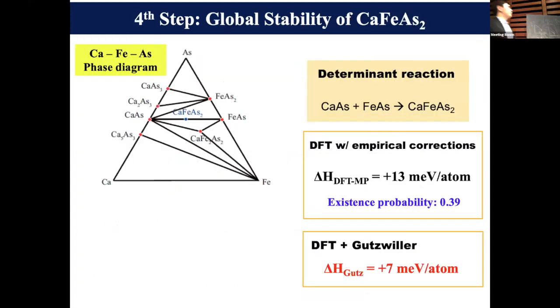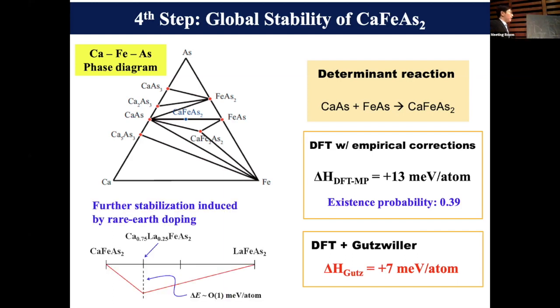Then, as the next step, we check the global stability of calcium iron arsenic two. The DFT formation energy with empirical correction gives a positive value of 13 meV per atom, which means that the 1-1-2 compound is not stable. However, the existence probability is 0.39, which is still sizable. So it indicates that there is some possibility to exist. And the formation energy from the many-body database gives a much smaller positive value of 7 meV per atom. So it describes a more stable phase than the DFT results.